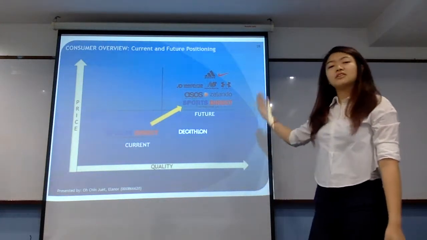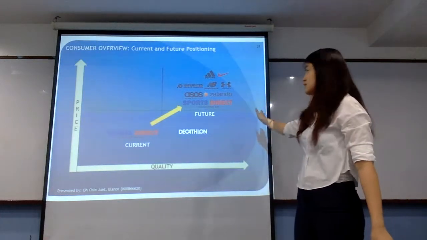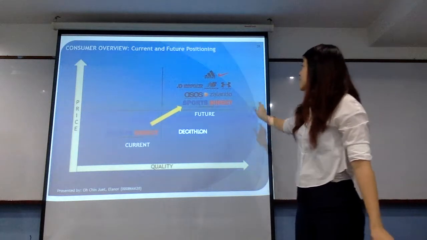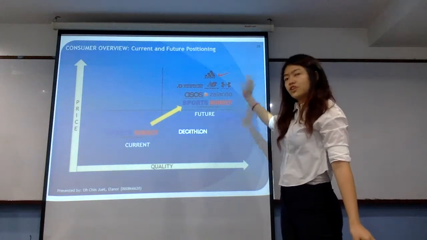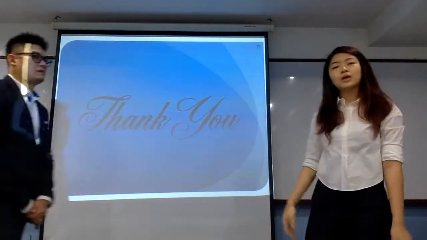But based on our objectives and strategies, we would really want to shift Sports Direct to our future positioning, which is going to be high quality but also affordable price, in almost the same category as JD, Nike, Adidas and Under Armour. And here we would like to conclude our presentation.